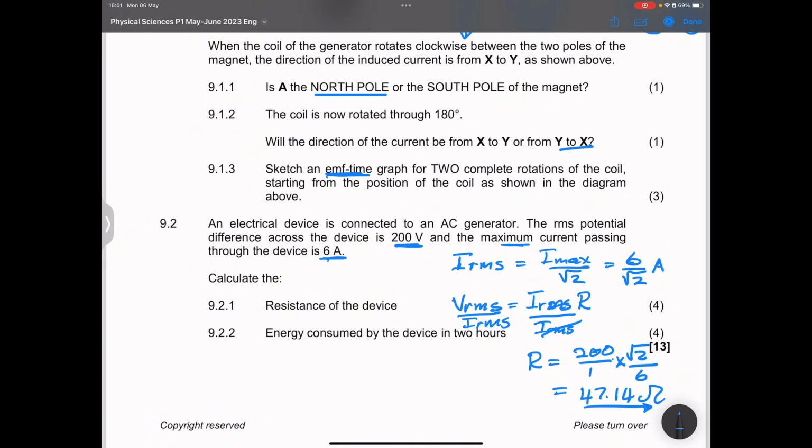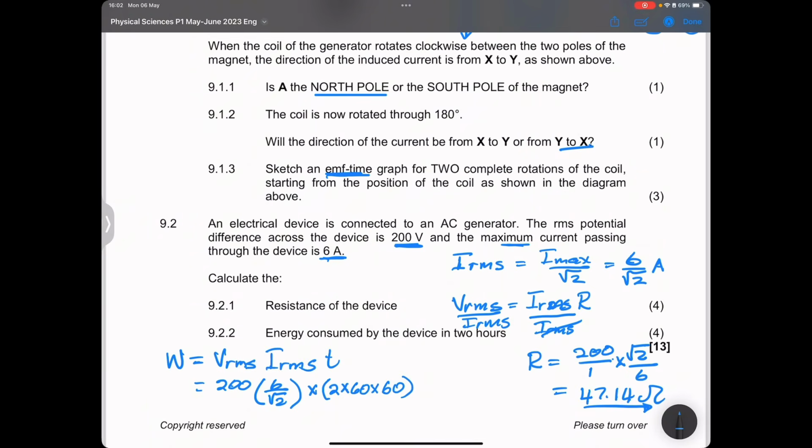Now remember that for the energy, I can say V RMS times I RMS multiplied by the time. So I've got V RMS, we said that's 200. I RMS is 6 over root 2. And the time is 2 hours, right? It must be in seconds, ladies and gents. So this is going to be 2 multiplied by, now remember there's 60 minutes, and a minute has got 60 seconds. So that's 60 times 60. That's 1 hour. So in 2 hours, it's 2 times 60 times 60.